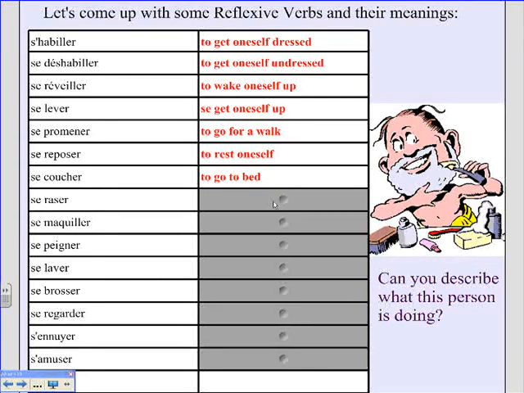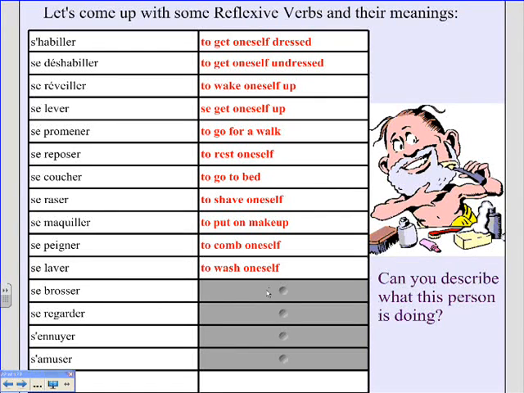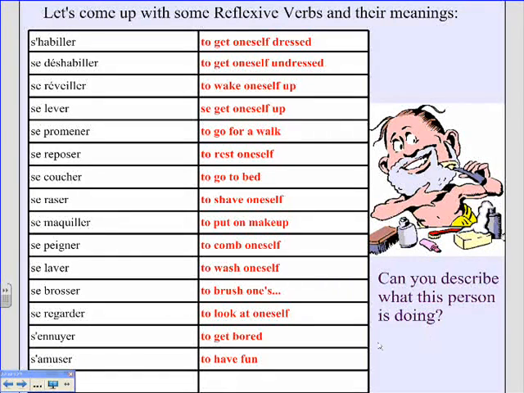Se raser, to shave oneself. Se maquiller, to put on makeup. Se peigner, to comb oneself. Se laver, to wash oneself. Se brosser, to brush one's hair, teeth, les cheveux, les dents. Se regarder, to look at oneself. S'ennuyer, to get bored. S'amuser, to have fun. Can you describe what this person is doing? Il se rase.